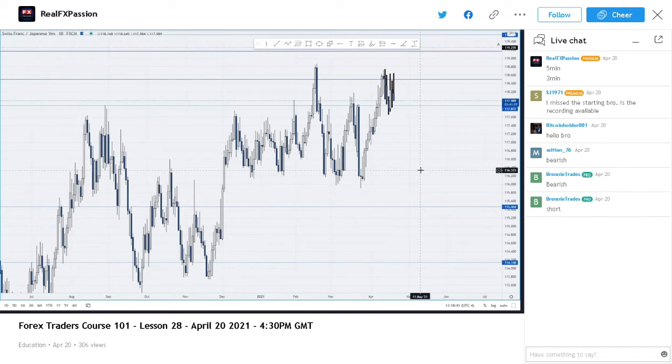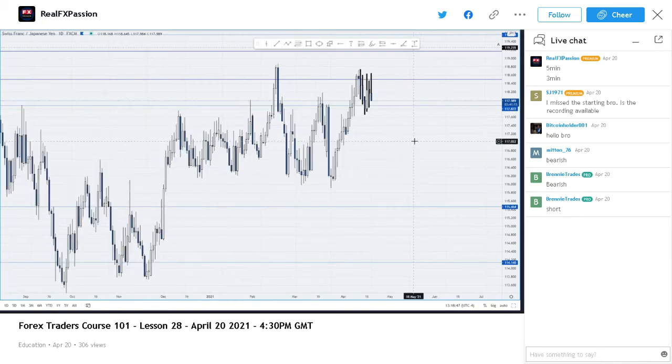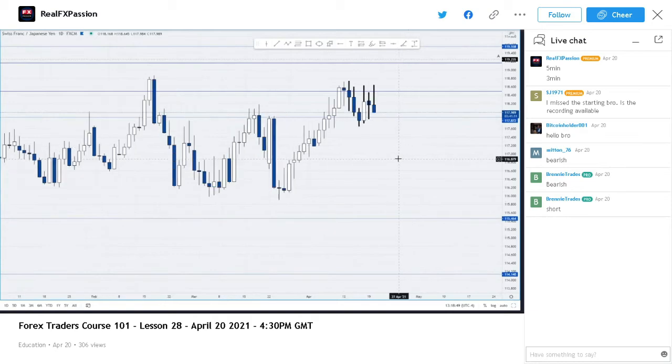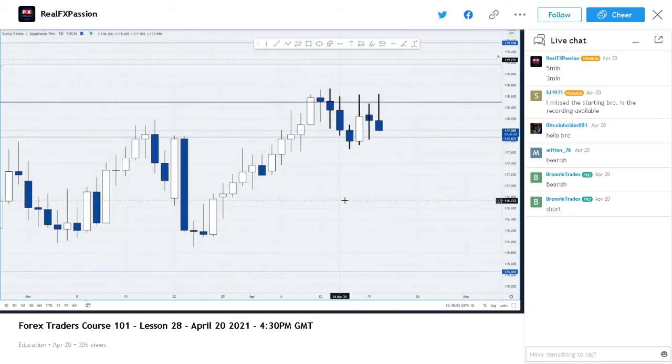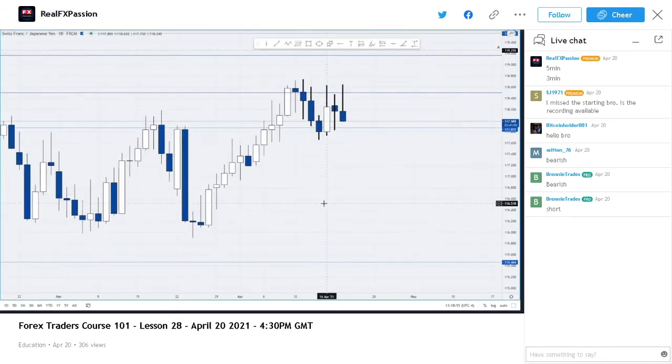Should we be looking to short the market or should we be looking to go long? Right now, we want to make pips and money, right? Hopefully on the demo account. And remember, these lessons, this course, it's not trading advice. Talking about the trend line, the market is still above the trend line.